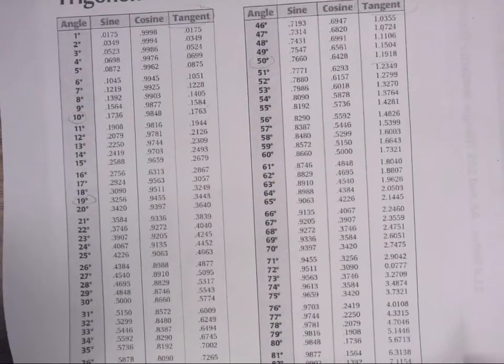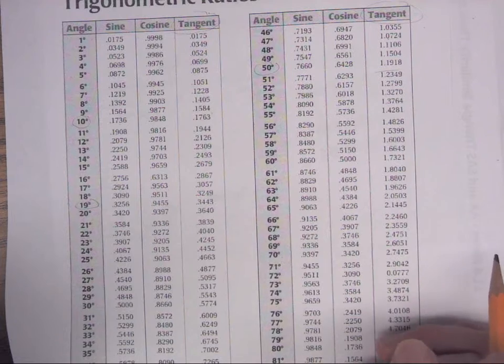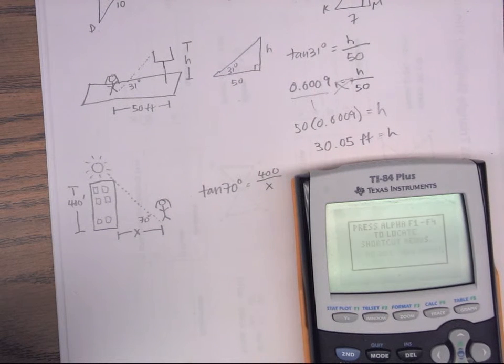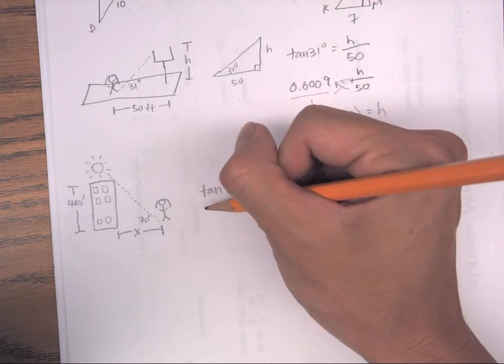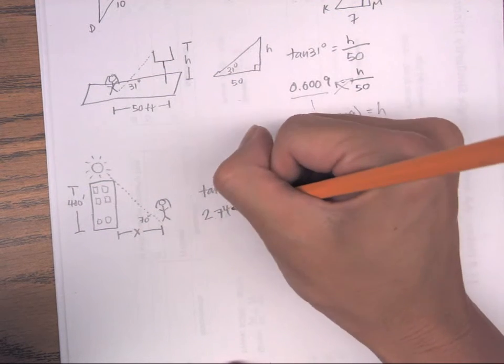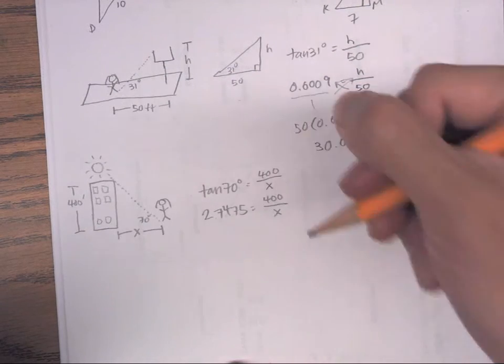Now, if you use this table to find tangent of 70, it's 2.7475. If you don't believe me, go ahead and put it in your calculator. Tangent of 70 is going to be 2.7474. I think your table rounded to 2.7475. So that equals 400 divided by x.